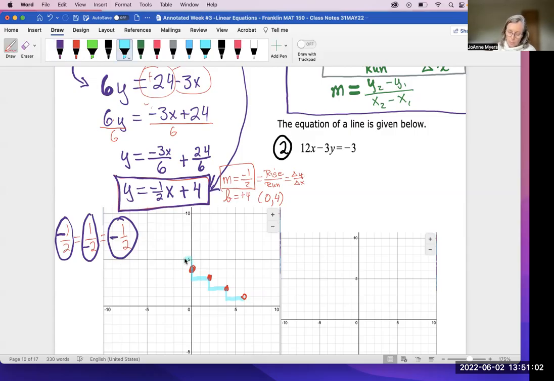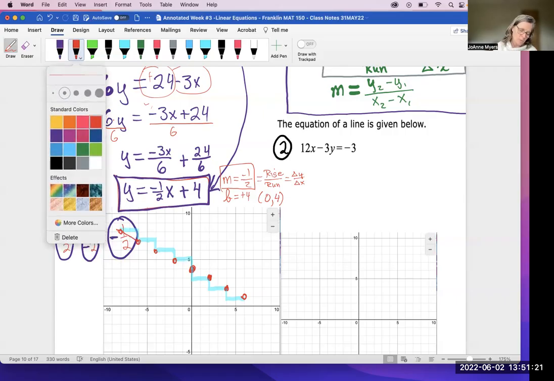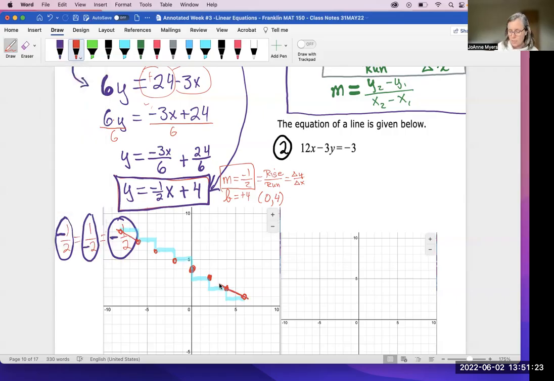So I can go up 1, over 2, up 1, over 2, and so on. And then I know all of these integer points are also points on the line. I have to give the teacher all the answers. She wants everything. So that means all of these fractions and decimal values in between are also solutions.